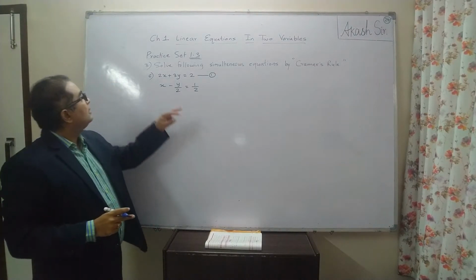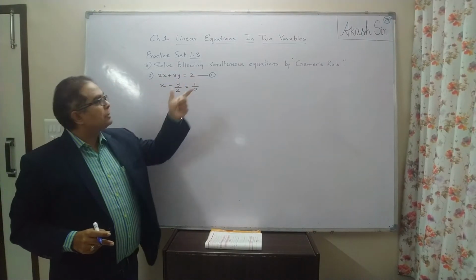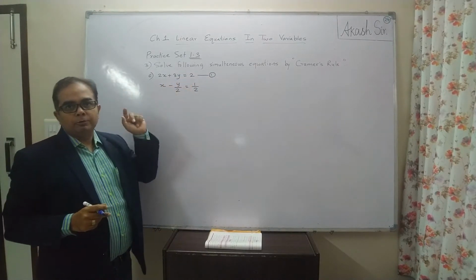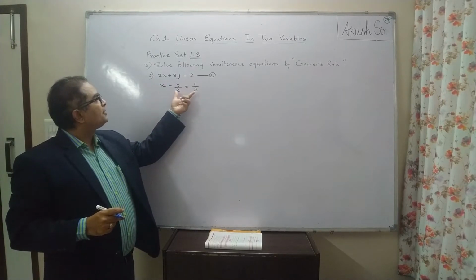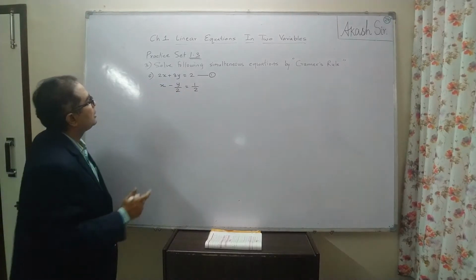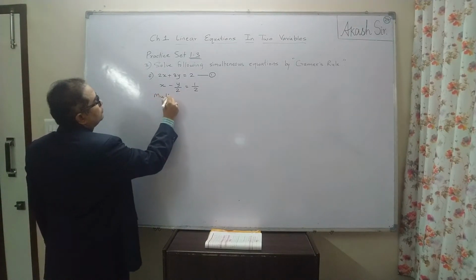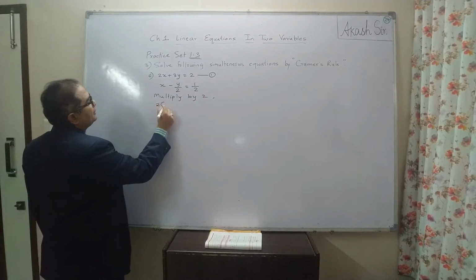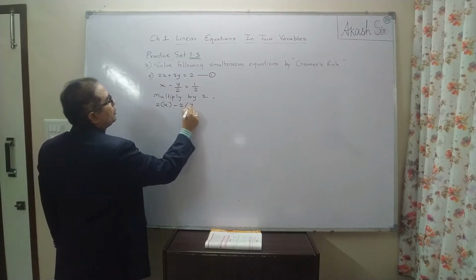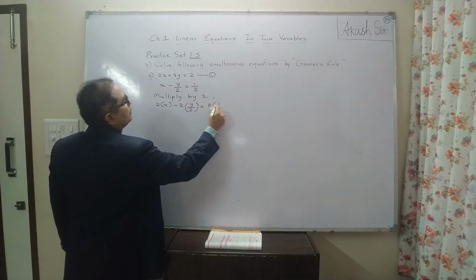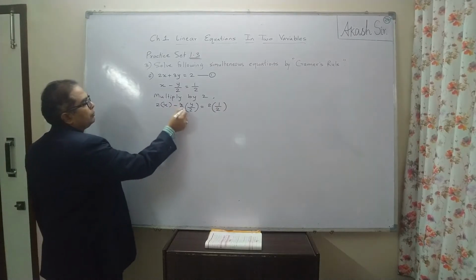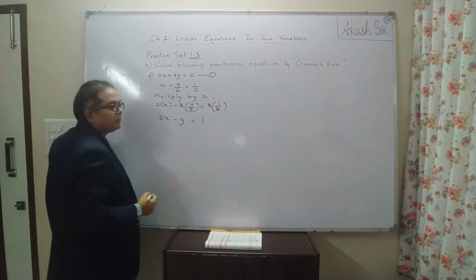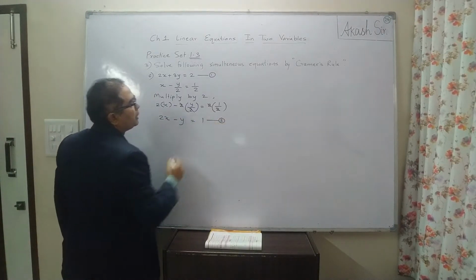Example number 6. 2x plus 3y is equal to 2, equation 1. But the second equation, x minus y upon 2 is equal to 1 upon 2. Now before we start, let's try to remove this 2 from the denominators. For that we can multiply by 2. Multiplying by 2 gives 2 into x minus 2 into y upon 2 equals 2 into 1 upon 2. So the 2 will get cancelled. So 2x minus y is equal to 1.